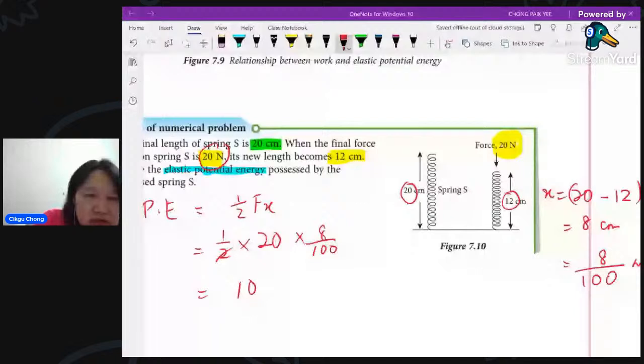What is the unit? What are you looking for? You are looking for energy. What is the unit for energy? Whether it's G.P.E. or E.P.E, the answer is in joules.